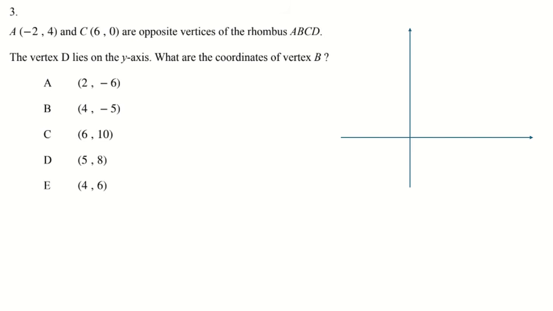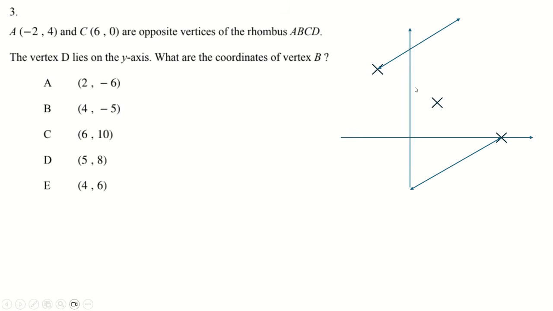I would suggest drawing this whenever you see it, of course. Minus 4, 2, minus 2, 4 is up there, and then 6, 0 is down here. These are opposite vertices of a rhombus. So let's just guess the rhombus sort of goes in this direction over here, like this. I guess it could do something else, but this seems like a pretty good guess because D lies on the y-axis. So I'm sort of imagining this as being A, B, C, D, and then D is on the y-axis. That seems to make some sense to me.